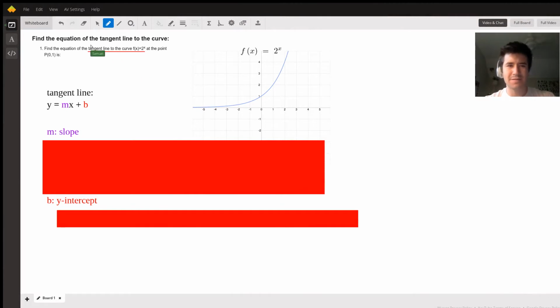The problem here is that we need to find the equation of a tangent line to the curve. The curve is f of x equals 2 to the x at the point (0, 1). So I used Wyzant's graphing utility to plot the function 2 to the x, and the point of interest is when x is 0 and y is 1, right here.